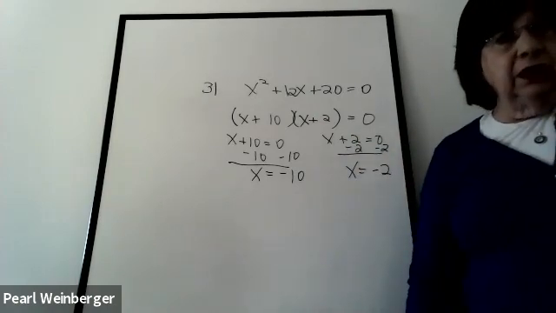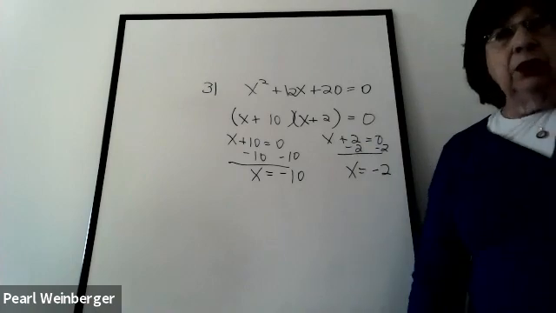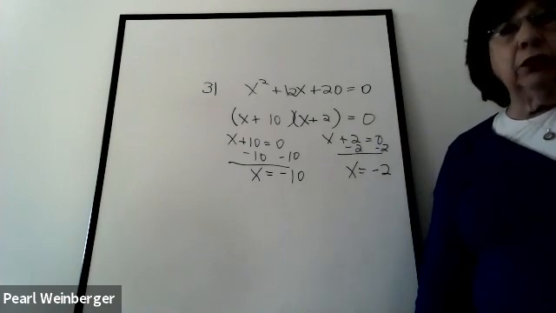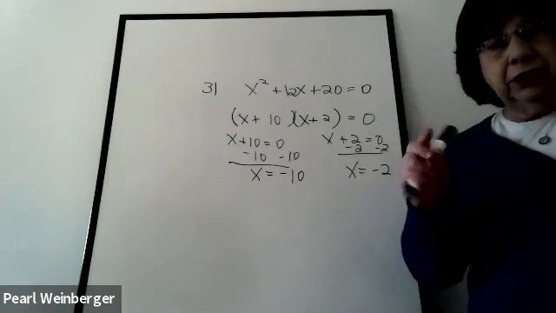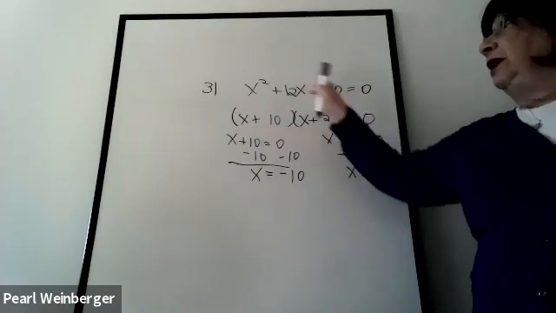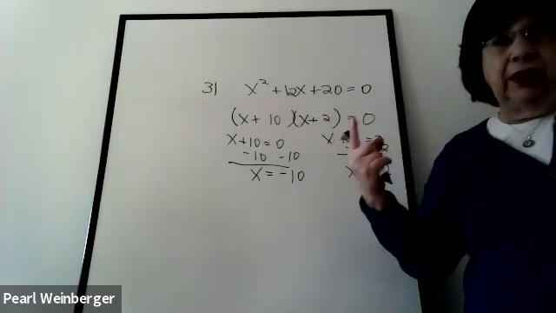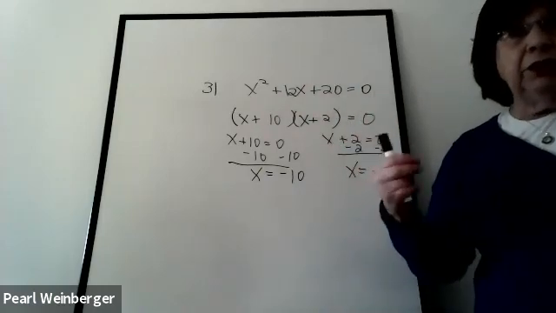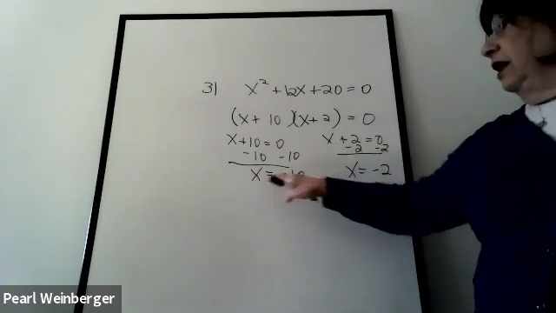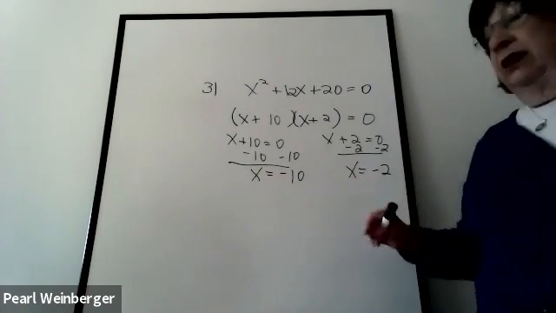I would say in 95% of the cases, you get two different answers for your quadratic equation. You don't get just one answer, you get two. Sometimes the two parentheses turn out to be identical, and therefore you only get one answer. There are really two answers of the same number, so it's one answer. But this again gave us two answers, negative 10 and negative 2.